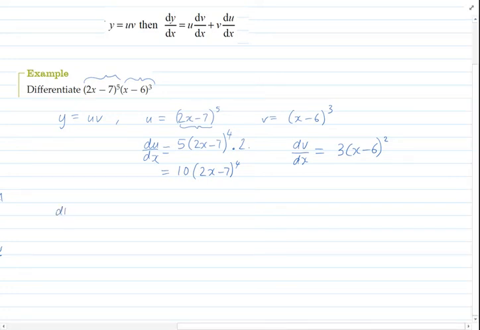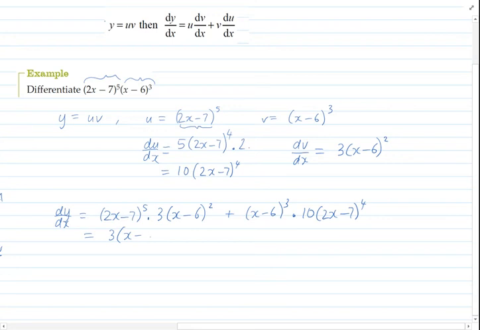Now we're going to substitute these things into our formula for the product rule. So I can write out dy by dx equals u, which is (2x minus 7) to the 5, times dv by dx, which is 3(x minus 6) squared, plus v, which is (x minus 6) to the power of 3, times du by dx, which is 10 times (2x minus 7) all to the power of 4.